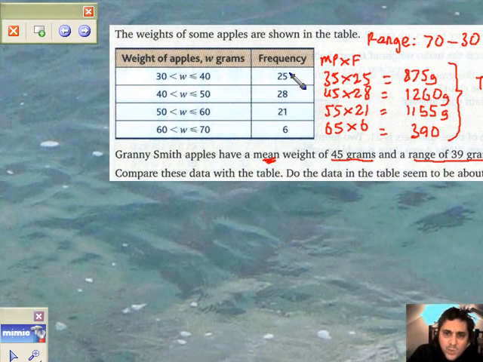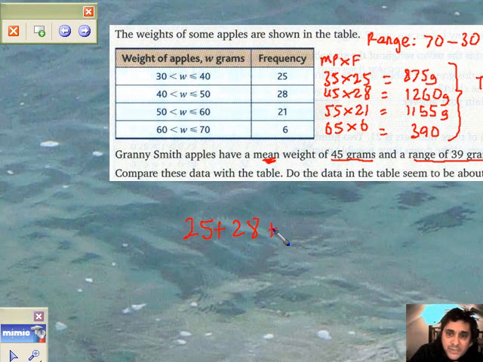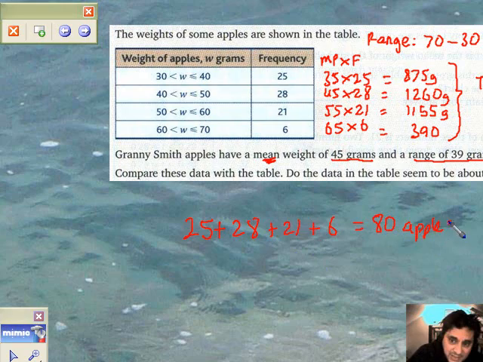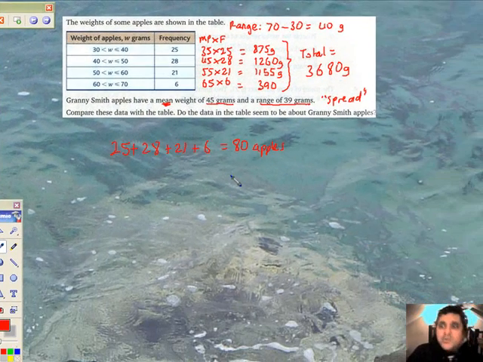Now, how many apples are we talking about? I'm not told. Well, I've got 25, 28, 21 and 6. Let's show my working. So this is the frequency. All the frequencies add up to give me the total frequency of the whole lot. I've got 25 plus 28 plus 21 plus the last heavy 6. I've got 80 apples, yippee. So 80 apples, not 80 grams please, 80 apples. Don't be frightened to use words occasionally.